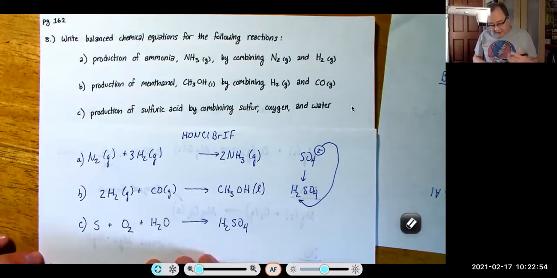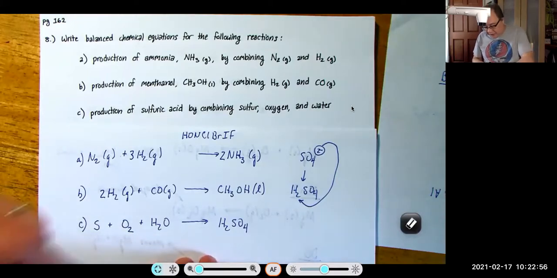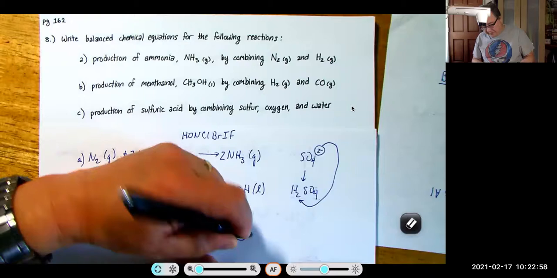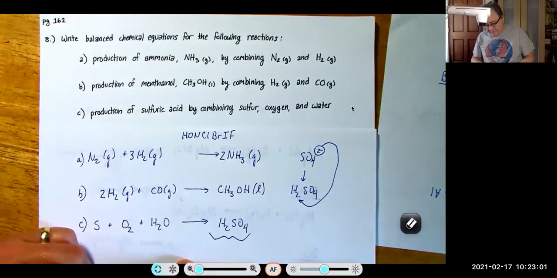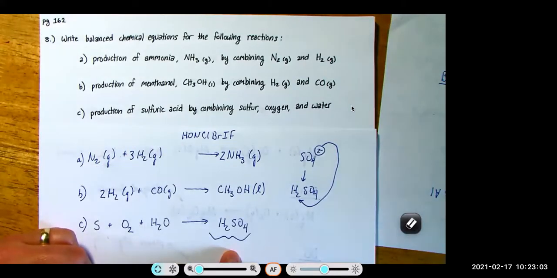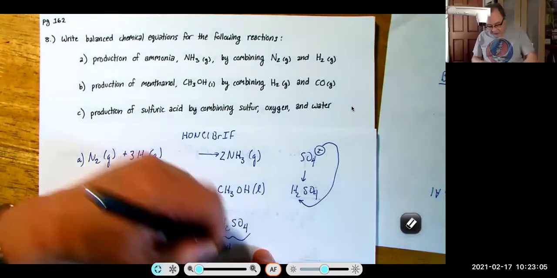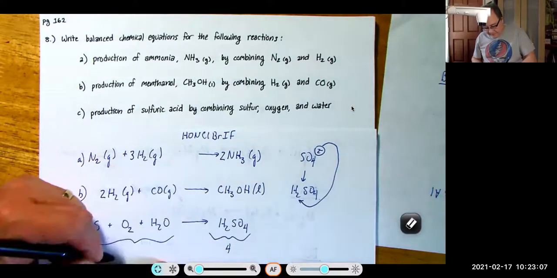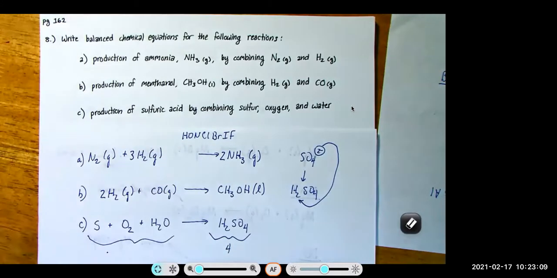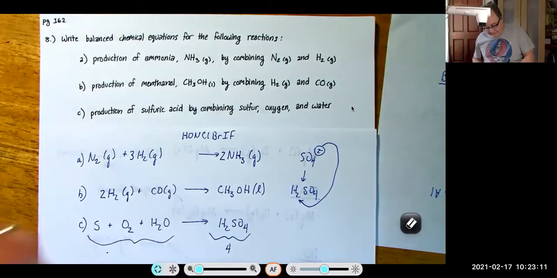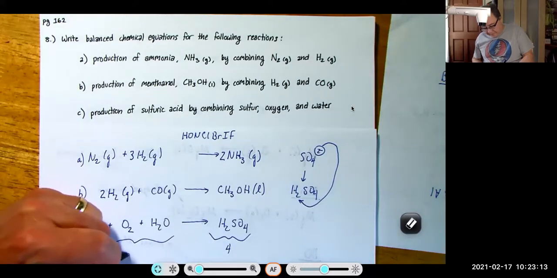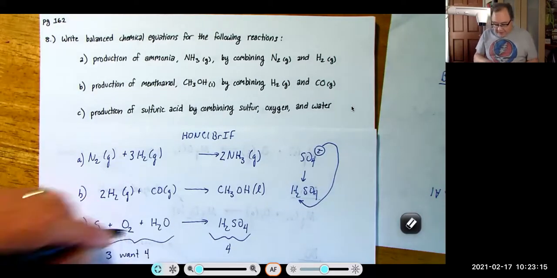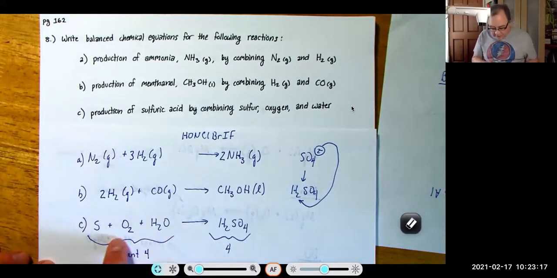Now, this is a clever way to think about it. How many oxygens do we have over here? 4. How many oxygens do we have here? 3. But we want 4. Is there any way to get 4 oxygens over here without messing with the hydrogens, because the hydrogens already match?